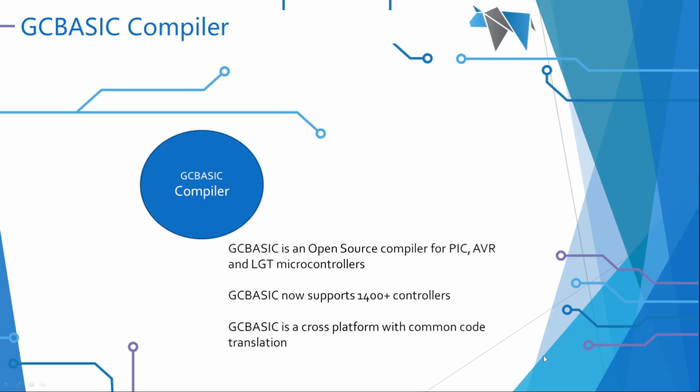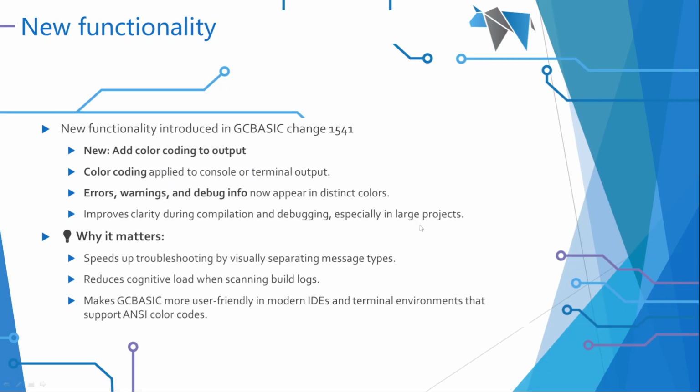GCBASIC is an open source compiler for the Microchip PIC and AVR and LGT microcontrollers. As said before, we support 1400 microcontrollers on a cross-platform with common code translation. So what is this change all about?